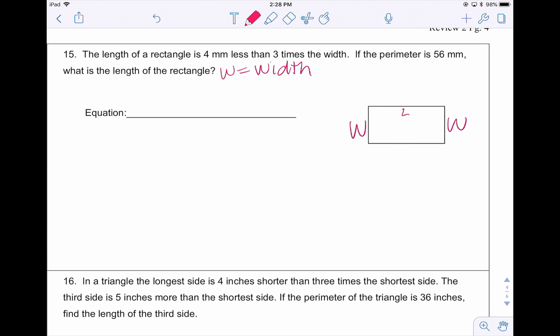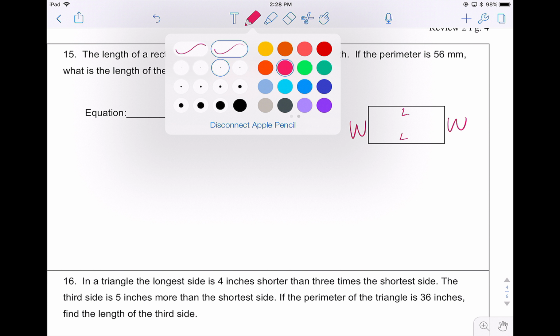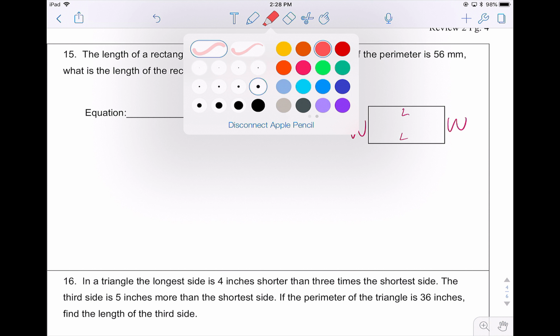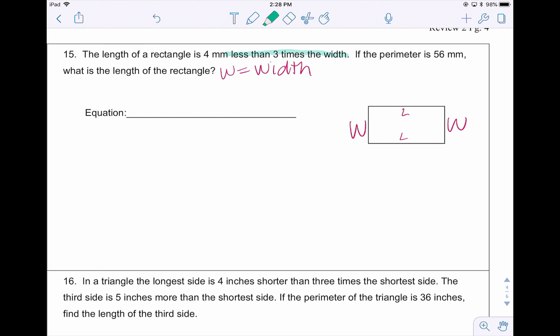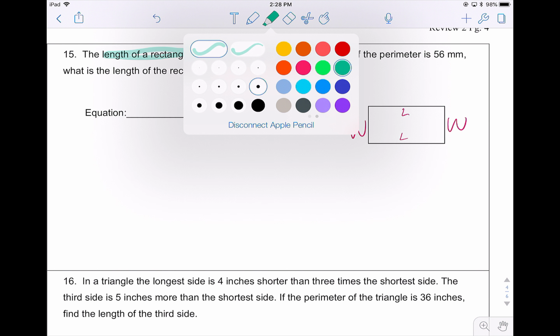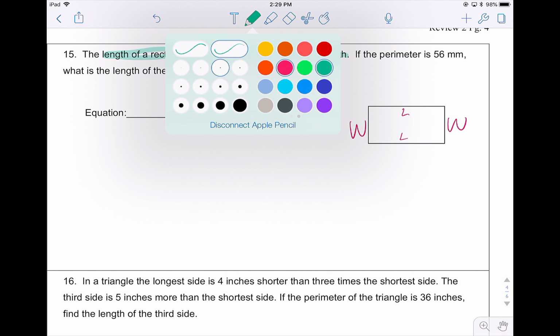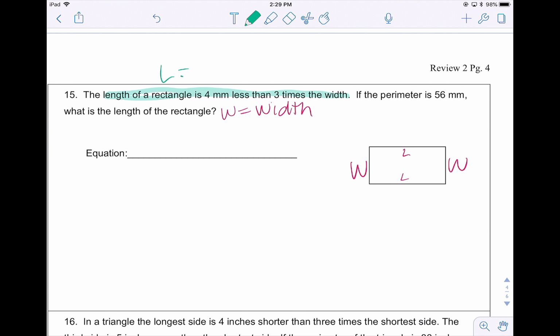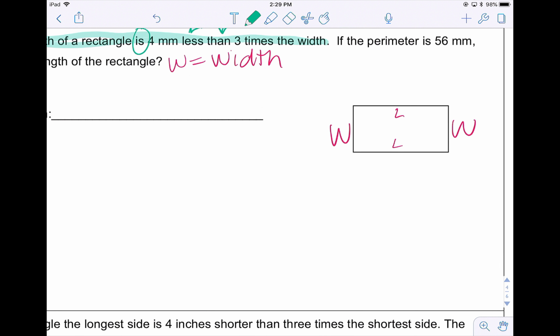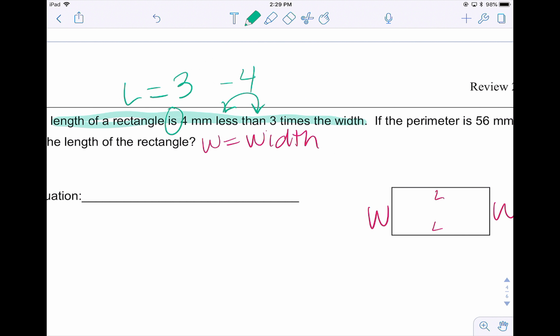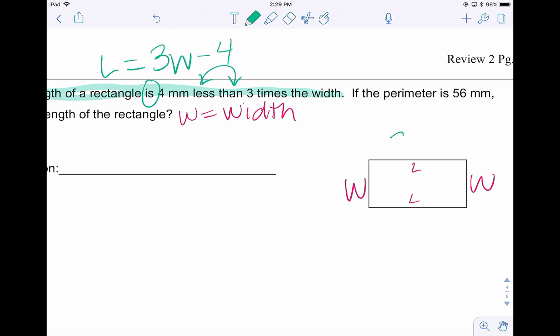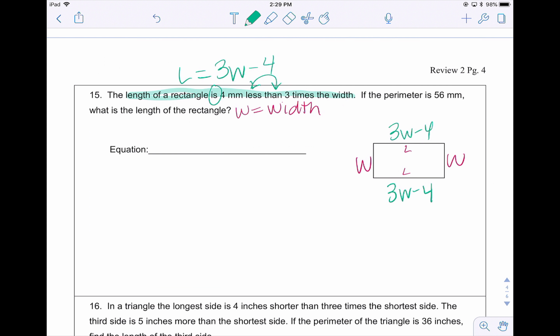Now normally, we also have length, but we know that our length is 4 millimeters less than 3 times the width. So instead of writing length, I'm going to write that it is 4 millimeters less than 3 times the width. Less than is a turnaround word, so I put -4. And then 3 times the width is 3W. So on my box, instead of writing W, I'm writing 3W minus 4.